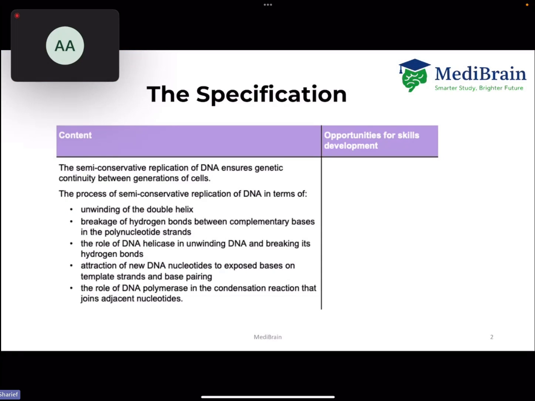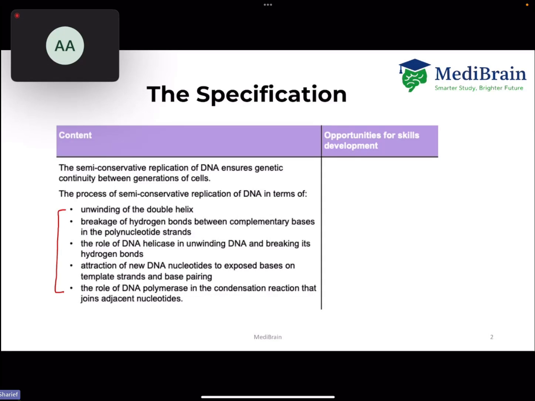Okay, so this is what the specification says, and we are going to be covering all the points on the specification. Now, this part of the specification is rather simple, because the whole process is not listed on the specification. So if you just learn this process word for word, the question that comes up in the exam isn't going to ask you for much more. So just learn the process behind that, and you'll be fine in the exam.